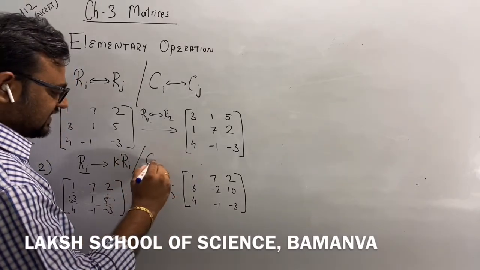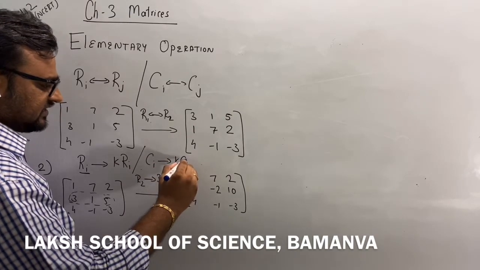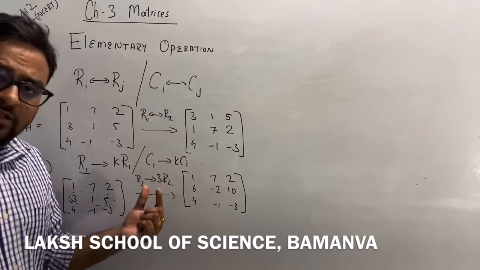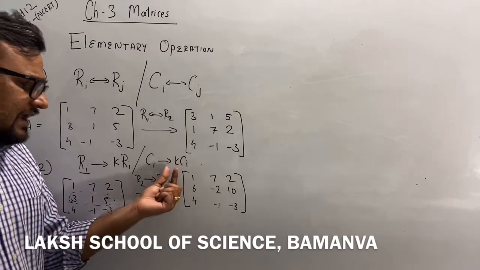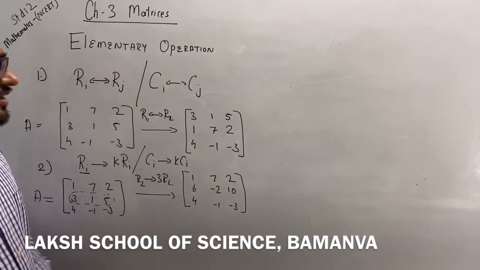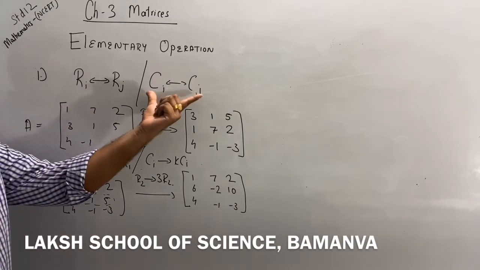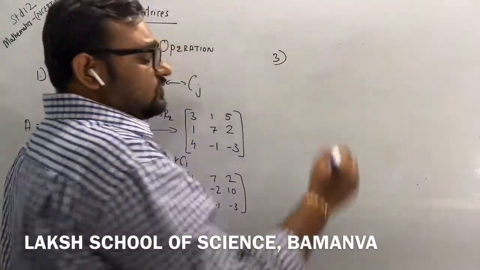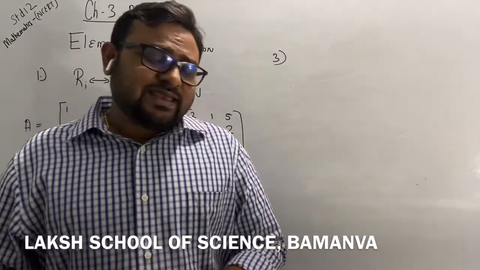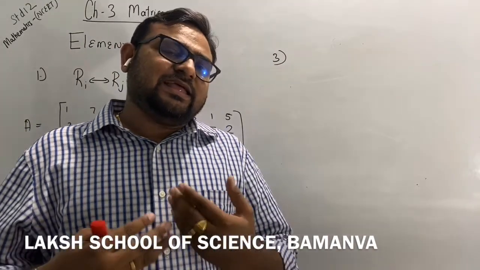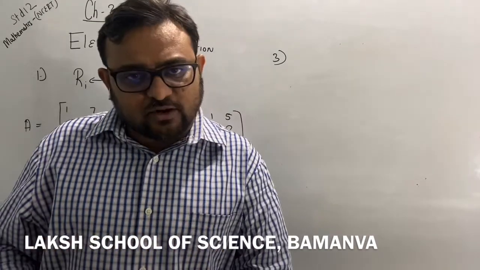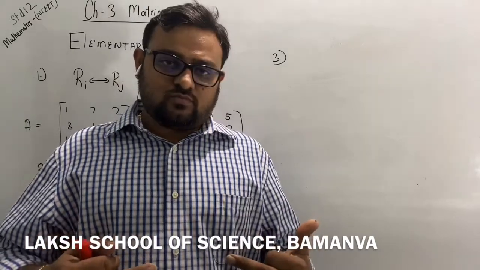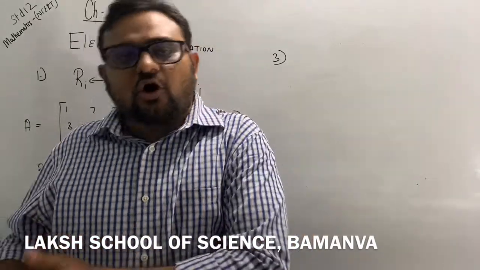That will be Ci to kCi, which means each element of the ith column you will multiply by k. Clear? So two properties for rows, similarly for columns. Now third. What happens in the third? We can multiply any row with a non-zero number and then add that row to some other row, and in the same way for columns also.